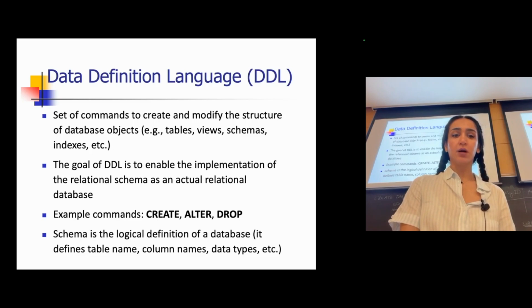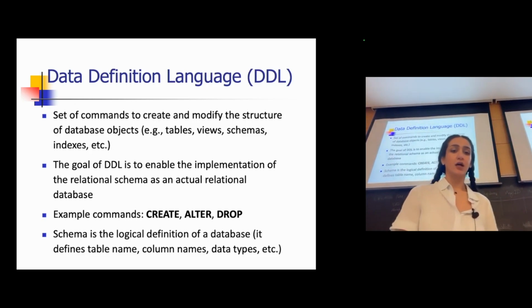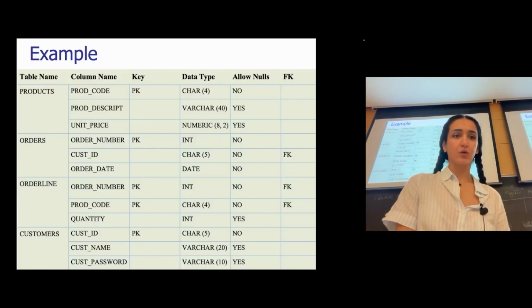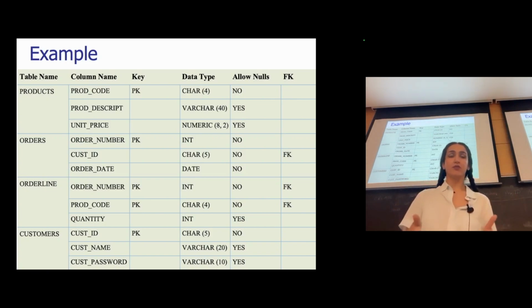And what is a schema? The logical definition of a database. We'll see an example shortly. So here is just an example. We have a relation schema and database schema. Relation, in the context of relational databases, is just a table, right? When I talk about the relation, I mean a table. Now, relation schema provides information about the schema of your table.